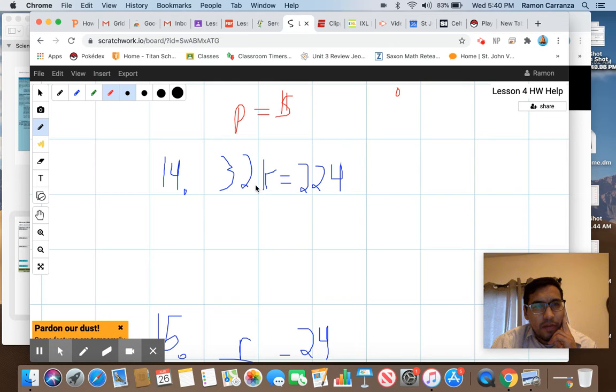For 14, we have 32 multiplied by k equals 224. So, again, we recognize that our operation is multiplication, and that the inverse of multiplication is division. So then we just divide by the coefficient, which is the number next to the variable. That's 32. 32 divided by 32 is 1. 1 times k is just k.